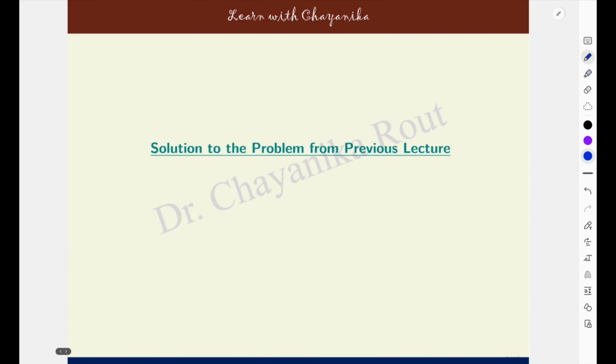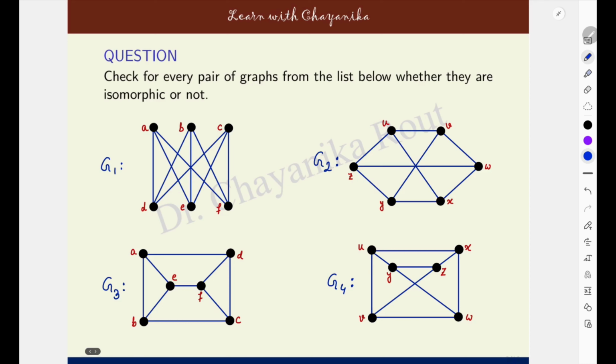So today let us first discuss the solutions to the problems that I gave in the previous lecture based on isomorphic graphs. You were provided with 4 graphs G1, G2, G3, G4 and you were asked to check which of these pairs of graphs are isomorphic to each other and which are not. So separately we will discuss each pair of graphs here.